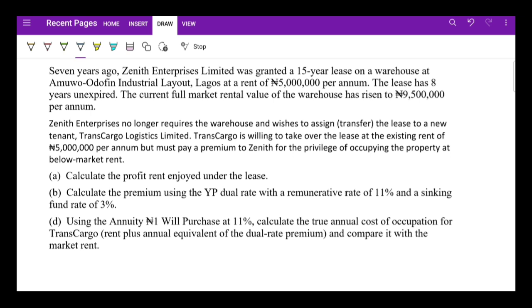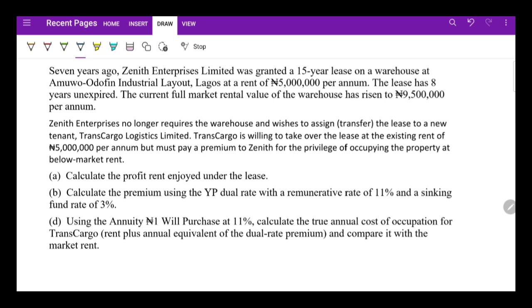So the question says 7 years ago, Zenith Enterprises Limited was granted a 15-year lease on a warehouse at Amuodofi Industrial Layout, Lagos, at a rent of 5 million naira per annum. The lease has 8 years unexpired, and the current FRV of the warehouse has risen to 9.5 million naira per annum. Now, Zenith Enterprises no longer requires the warehouse and wishes to assign the lease to a new tenant, Transcargo Logistics Limited. Now, Transcargo is willing to take over the lease at the existing rent of 5 million naira per annum, but must pay a premium to Zenith for the privilege of occupying the property at below market rent.